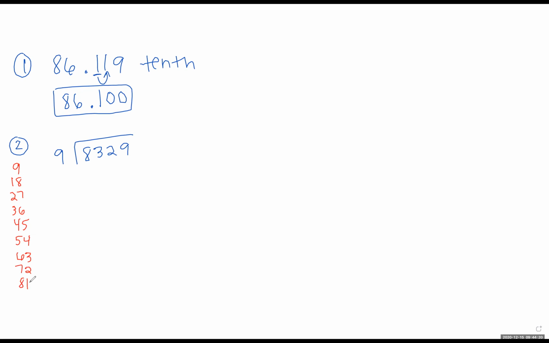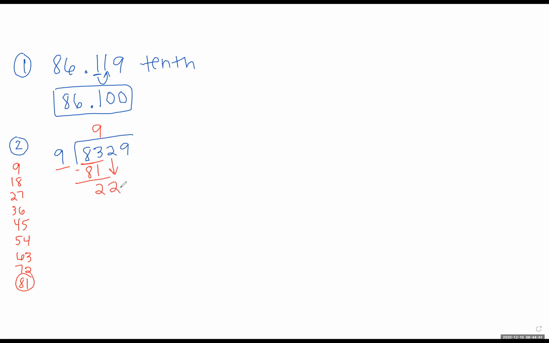So what I'm going to do first is see, well, how many times will 9 go into 8? 9 cannot go into 8. So then I'll do how many times will 9 go into 83? Well, right here is 81, which takes 9 times. So 9 times 9 is 81. 83 minus 81 is 2. I'll bring down my other 2.